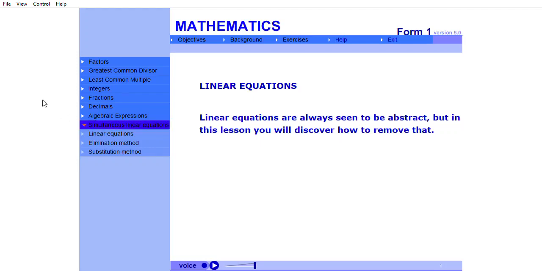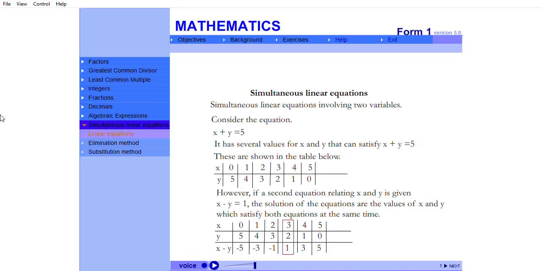Linear equations are always seen to be abstract, but in this lesson, you will discover how to remove that. Simultaneous linear equations. Simultaneous linear equations involving two variables.